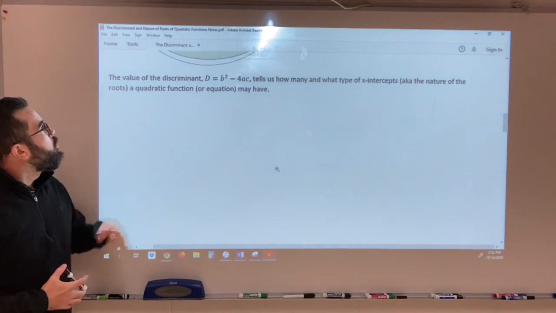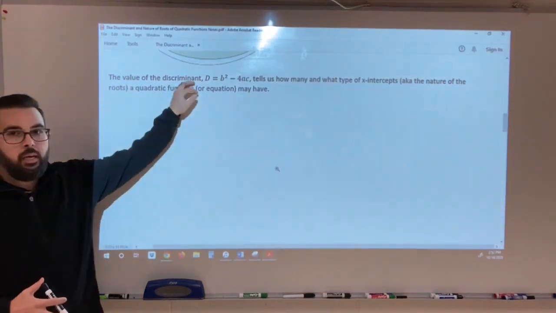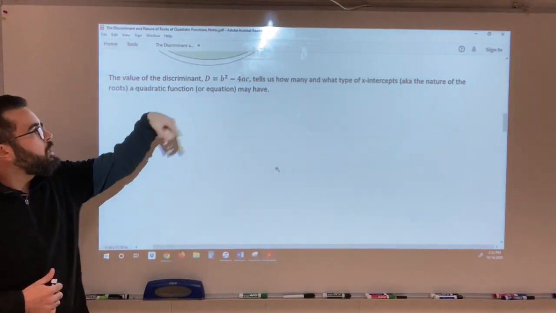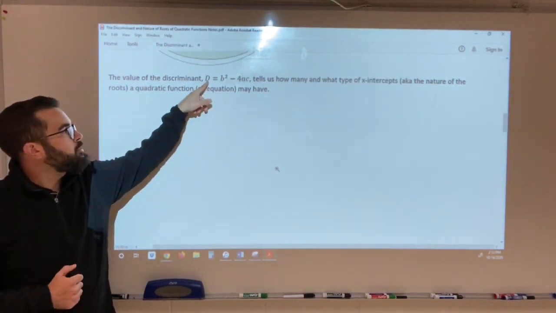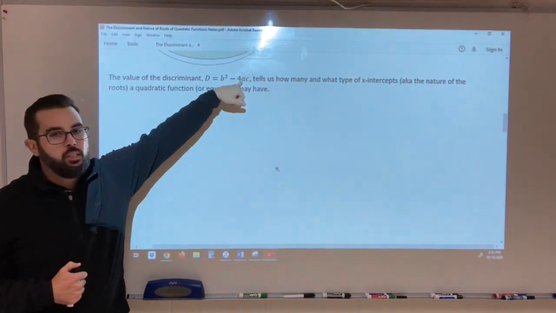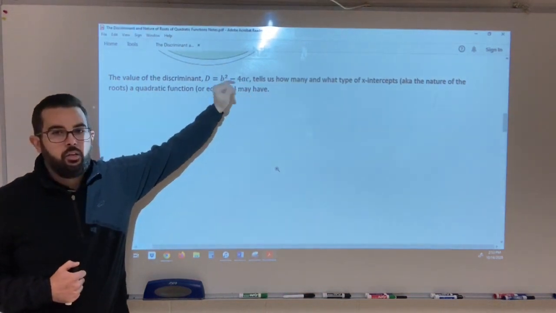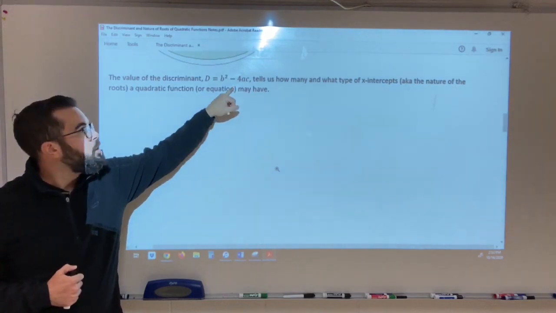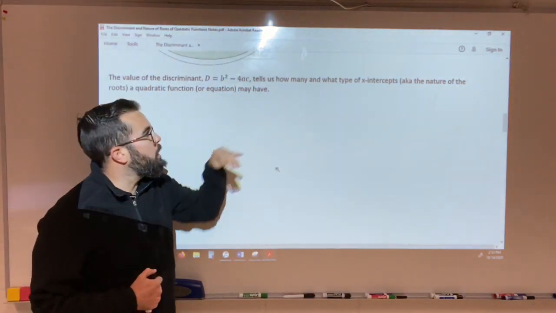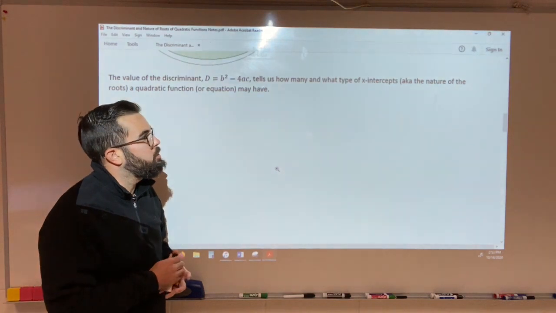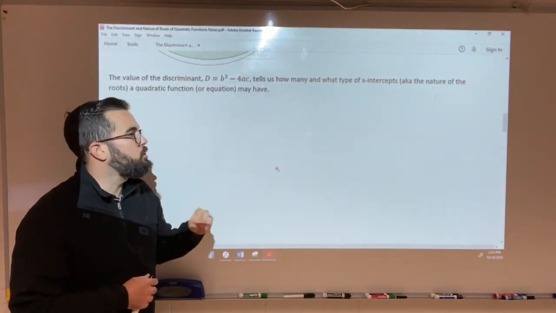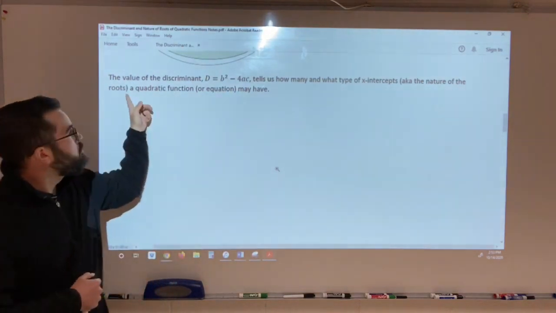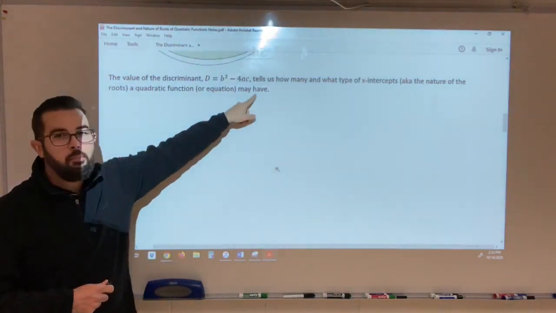All right, now, the value of the discriminant. That's the topic of today's lesson. The value of the discriminant will represent by a capital D is equal to b squared minus 4ac. Notice that's the part underneath the square root in the quadratic formula. Okay, what this does is it tells us how many and what type of x-intercepts, or zeros or roots or solutions, which are also known as the nature of the roots, a quadratic function or equation may have.